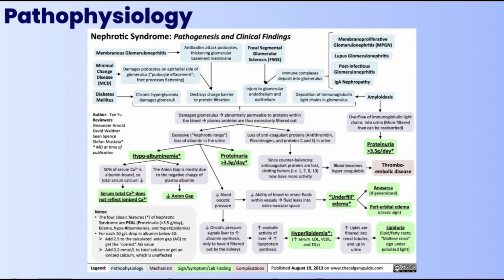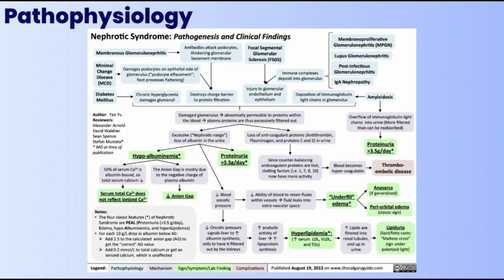The reduced oncotic pressure of the blood also signals the liver to increase albumin synthesis, only to have it filtered out by the kidneys. However, this increased anabolic activity of the liver will increase lipoprotein synthesis as well, resulting in hyperlipidemia, which consists of increased serum LDL, VLDL, and triglycerides. More lipids are thus filtered into the renal tubules and end up in the urine, which results in lipiduria presenting as lipid or fatty casts and Maltese cross sign under polarized light.